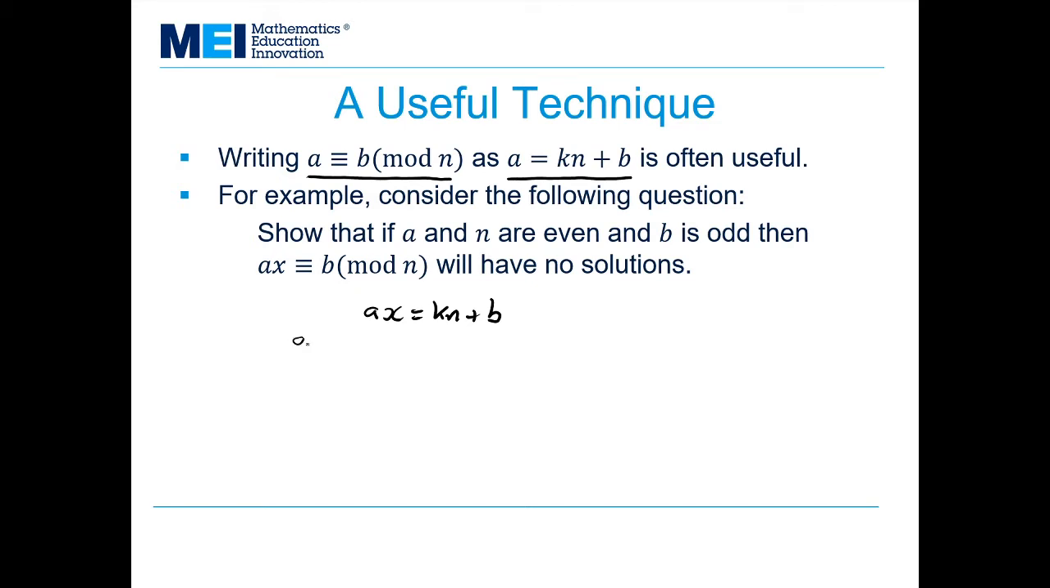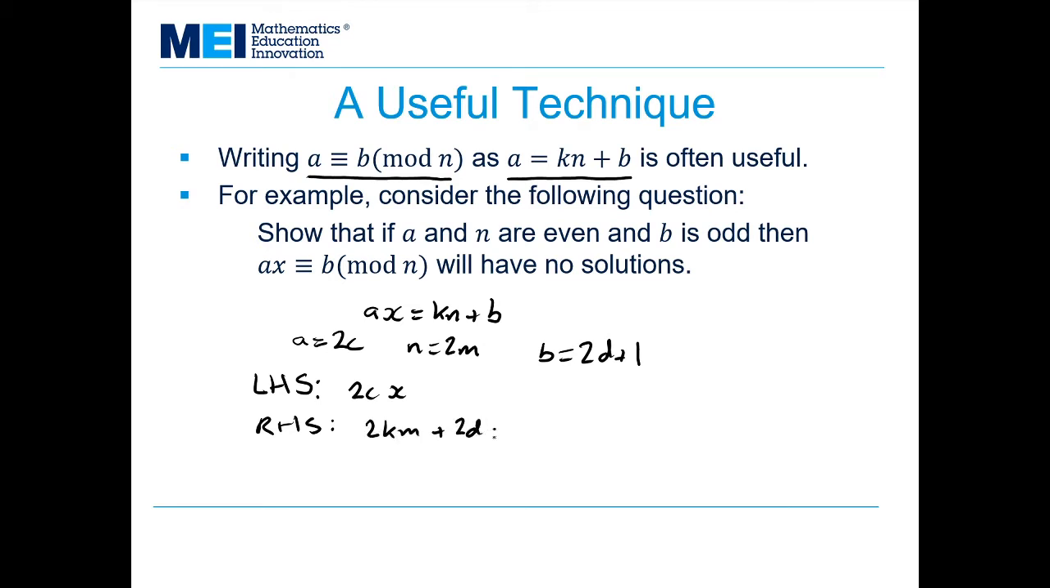So if A is even, I can write that A equals 2c for some c, and n equals 2m for some m, and B equals 2d plus 1 for some d. Then I just look at the left-hand side and the right-hand side of my equation. On the left-hand side, I've got AX, so I've got 2CX. And on the right-hand side, I've got Kn plus B, so I've got 2Km plus 2D plus 1. Now this is clearly even, whereas this is clearly odd.